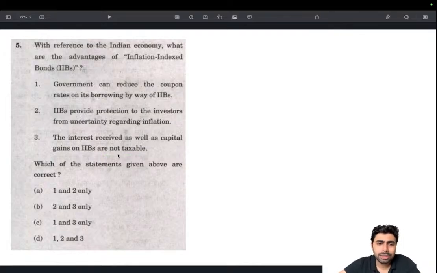They are making money, of course they are getting profited. Government is borrowing from them, that's true, but that doesn't make it tax free. So this is wrong. This is the only idea you actually needed to solve this question, because you won't be reading much about inflation indexed bonds or anything, and this coupon rates and its borrowing is slightly on the conceptual side and not many will be knowing.